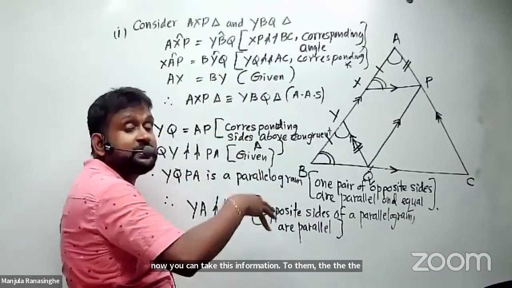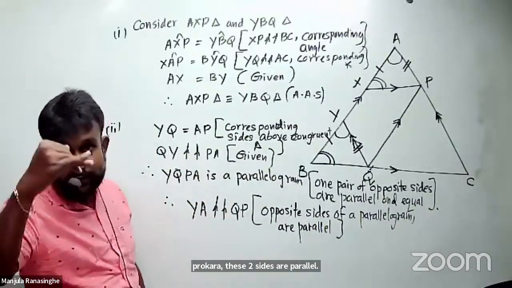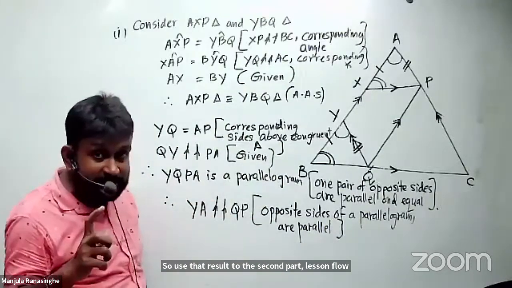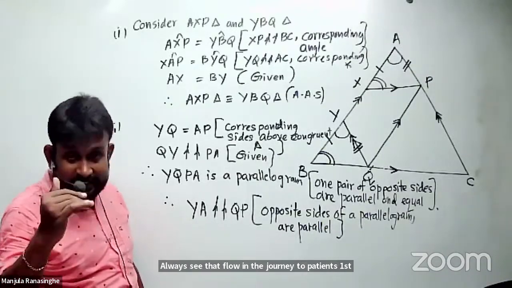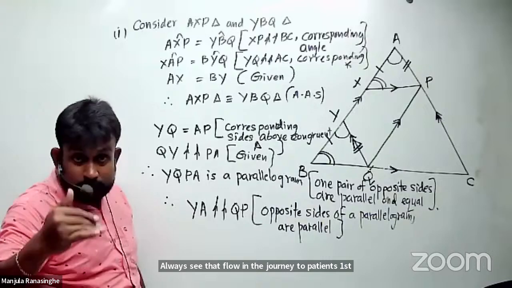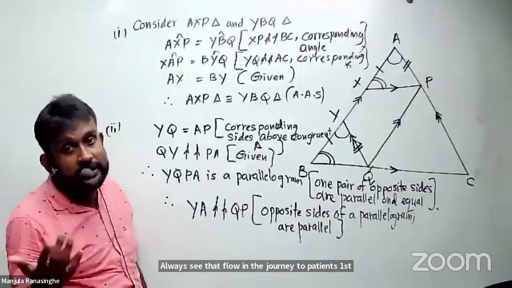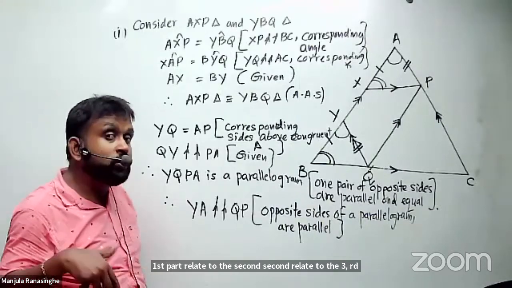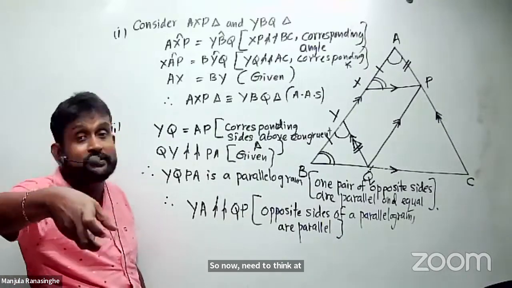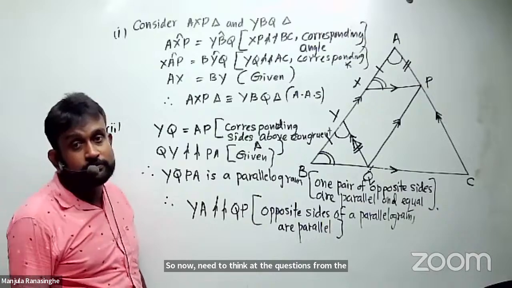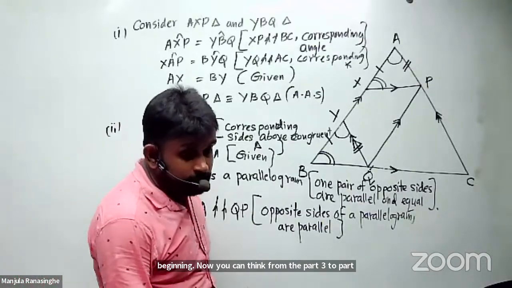So use that result to the second part. Always see that flow in the geometric equations. First part relates to the second, the first three relate to the fourth, likewise. So now no need to think at the equations from the beginning. Now you can think from the part 3 to part 4, how you reach the answer. Okay? Right.